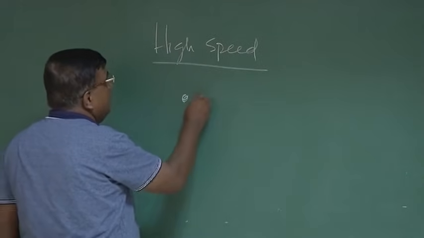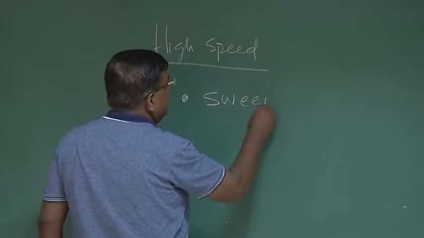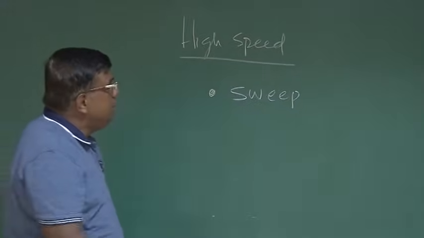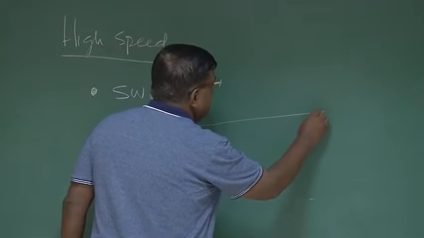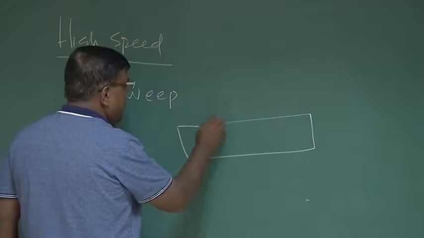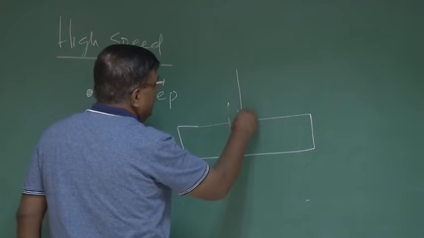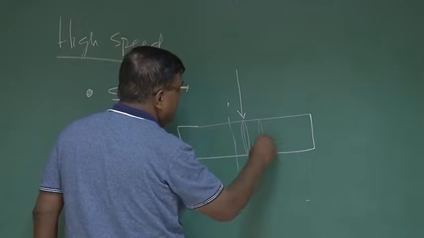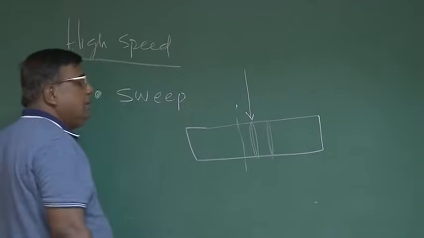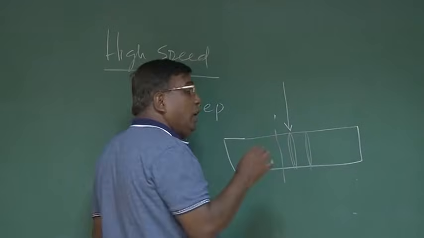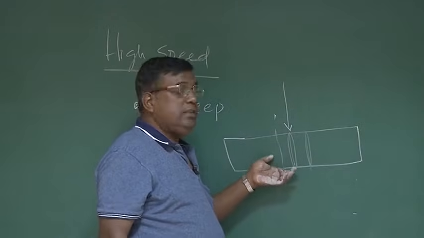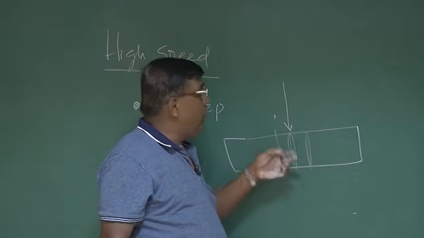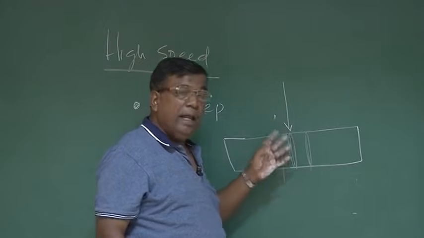When we come to high speed, you will see one term is very popular, which is sweep. If you see an airplane, before I draw the diagram, let us see if this is a wing and there is a flow here, right? And the aerofoils are here, like this, staggered. I am only showing the cross section, okay? We all understand the aerodynamic characteristics over the wing are decided by the flow along the chord, the flow normal to the leading edge, primarily.